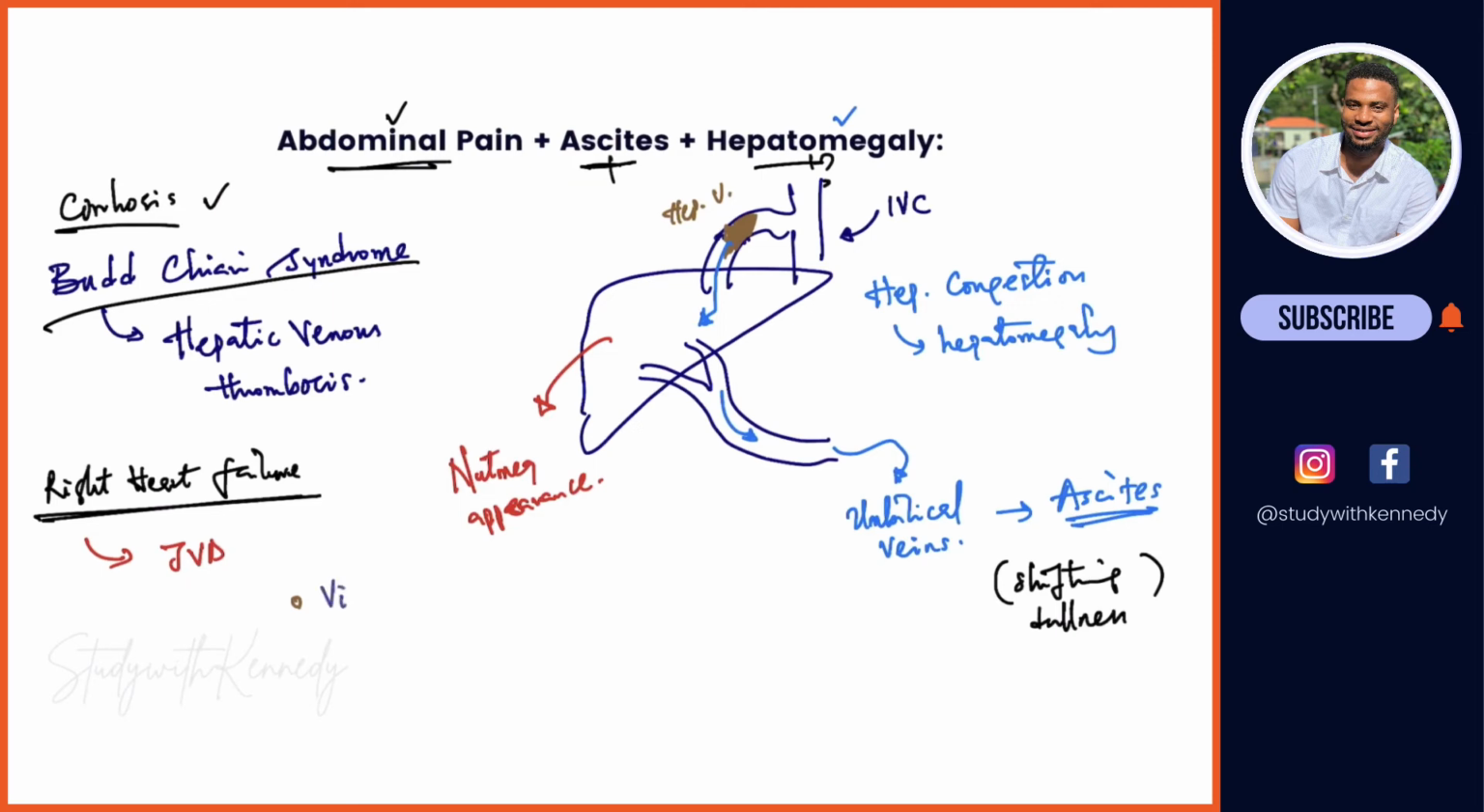If you're thinking Virchow's triad, you're correct. Do you remember the components of Virchow's triad? What are the components? All right, you'll be thinking endothelial injury. You'll be thinking stasis. You'll be thinking hypercoagulability. Endothelial injury, stasis, and hypercoagulability.